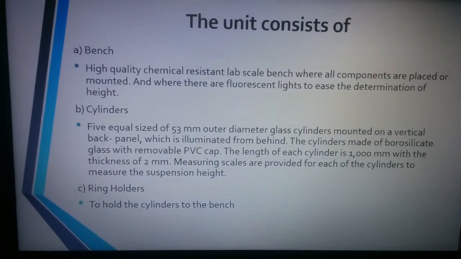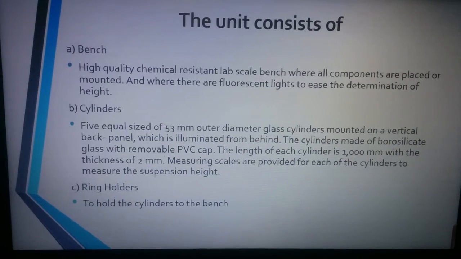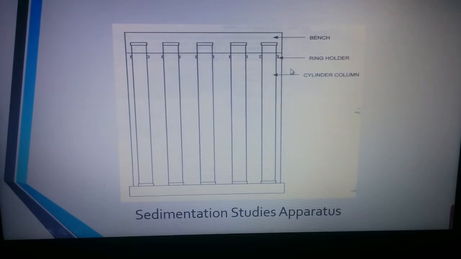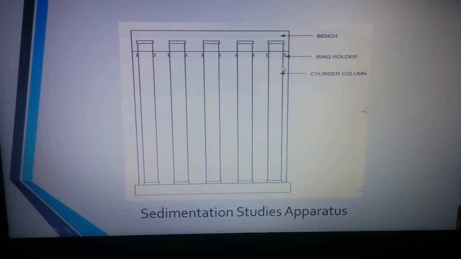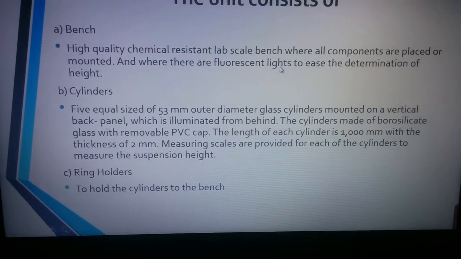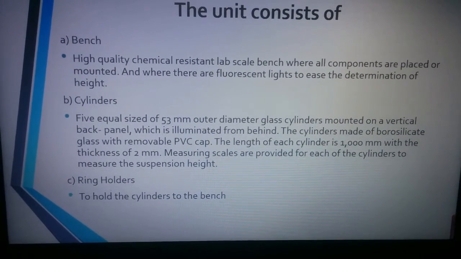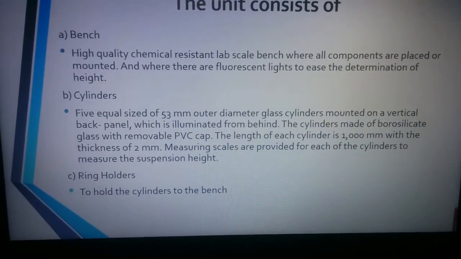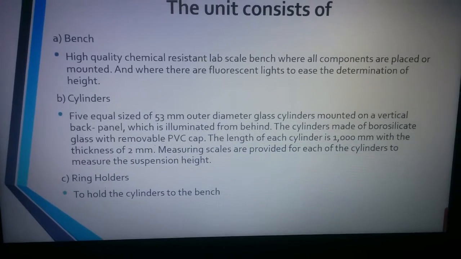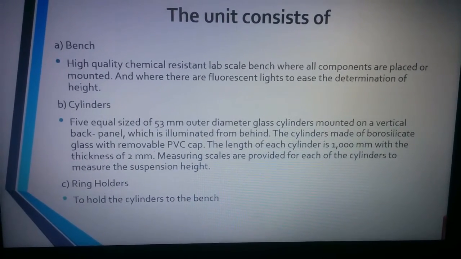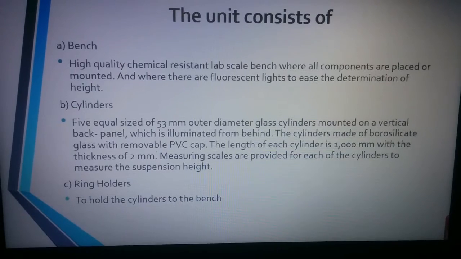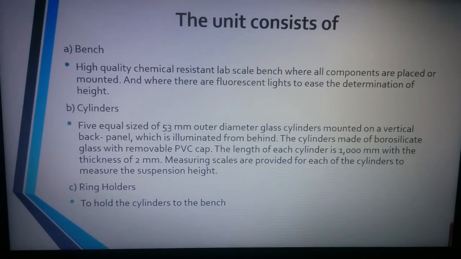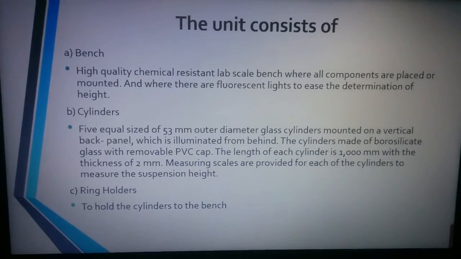As you can see here, this is the back panel of the bench, where fluorescent lights are on in order to make it easy for us to determine the height. The next is the cylinder. It's basically 5 equal sides of 53 mm outer diameter glass cylinders mounted on a vertical back panel, which is illuminated from the back. The cylinders are made from borosilicate glass. So that's about it for the cylinders.